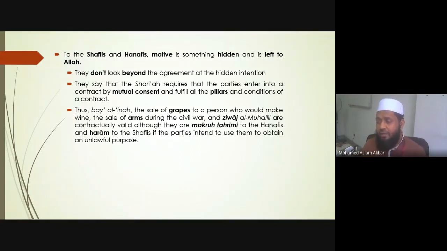So from outside it looks like, yeah, because according to hukum, if you ask from the legal perspective, this is actually legal, but remember the action is wrong. You have to answer to Allah for all these things. That's the reason why they say contractually it is valid, although they are makruh tahrimi to the Hanafis and haram to the Shafi'is, if the parties intend to use them to obtain an unlawful purpose.